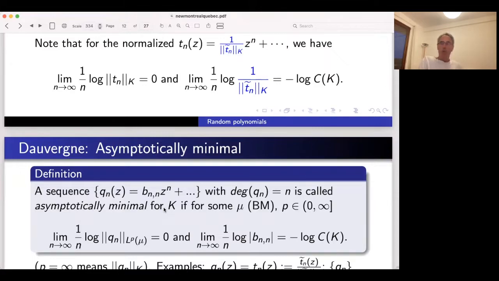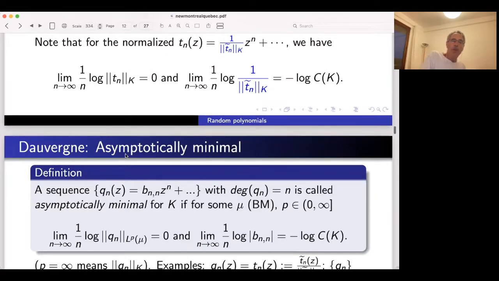This is in one variable. If, for some measure, in this case a Bernstein-Markov measure, you have two conditions. You have a condition on the norms analogous to what we had above: 1 over n times the log of the norms goes to 0. And you have a condition on the leading coefficients like we had above: 1 over n times the log of the modulus of the leading coefficient goes to minus the log of the capacity.